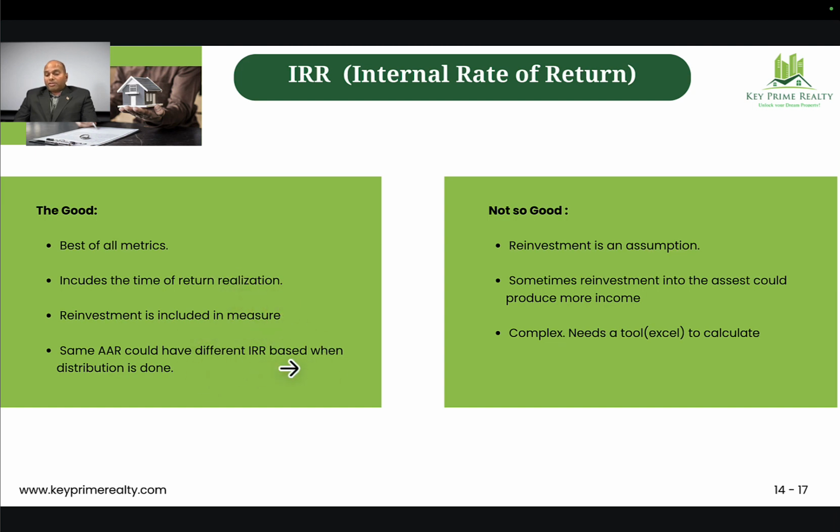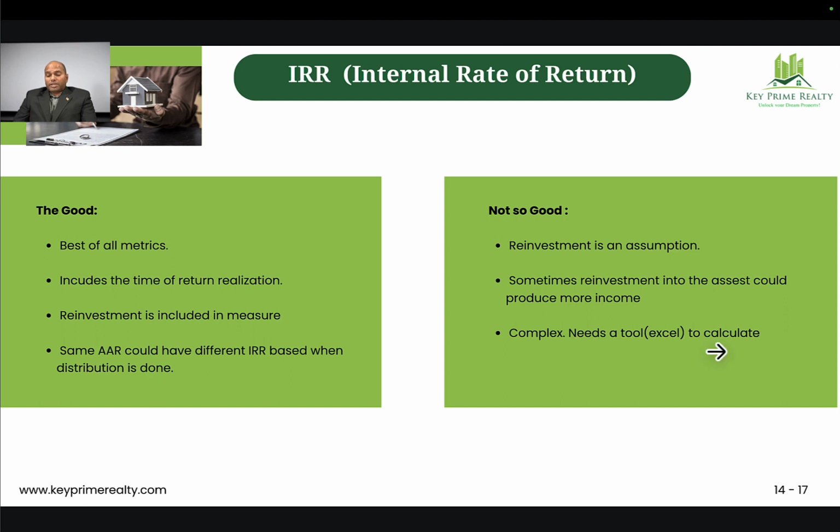Same deals could have different IRRs. Okay, so the not so good is that the reinvestment is an assumption, obviously. If you're investing in a great deal, you might rather have that reinvested in the same deal to get that return amplified or compounded rather than take out the money and put it in a savings account. So the reinvestment is an assumption, but the reinvestment could be lower or in some cases higher too. Sometimes reinvestment into the asset could produce more income.